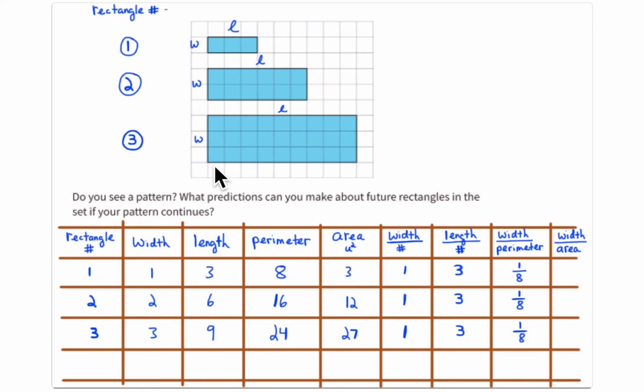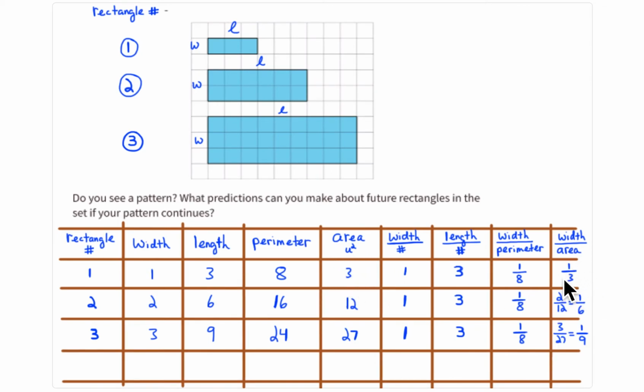And the same thing will happen if you multiply the width times 3, or if you triple the width. You're going to triple the lengths, triple this width. So this width is going to be 1/8 of the perimeter all the way around. So it's 1, 2, 3, 4, 5, 6, 7, 8. But look what happens when you compare the width to the area. So the width right here to the area right here. For rectangle number 1, it's 1/3. For rectangle number 2, it is 2/12 or 1/6. For rectangle number 3, it's 3/27 or 1/9.